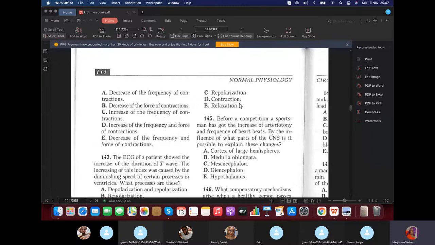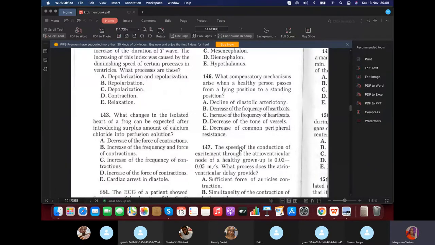145. Before a competition, a sportsman has an increase of arterial tone and frequency of heartbeat. By the influence of what part of the central nervous system is it possible to explain these changes? So I told you that, for example, if your heart rate increases, when you have a drop of pressure, I've explained this many times. Also, when someone is preparing for a sport, there's that tension, they are preparing for it, they are breathing in and out. It's like you are voluntarily controlling the increase of heartbeats. That's why in a sport, people before the exercise or before the competition can increase their heartbeat and heart rate because they are anticipating, they are breathing in and out and so on.